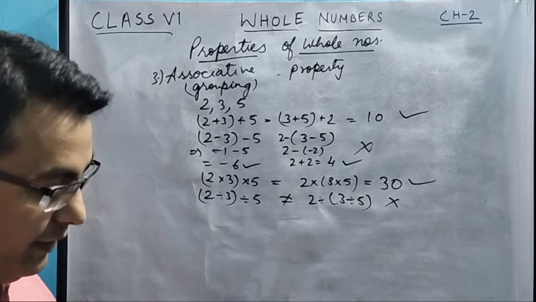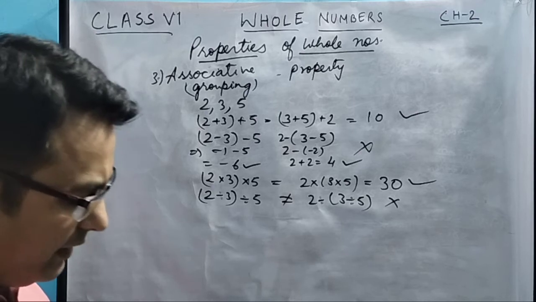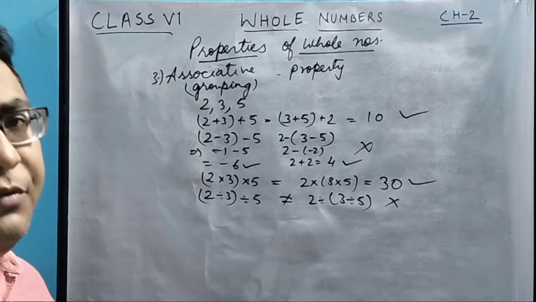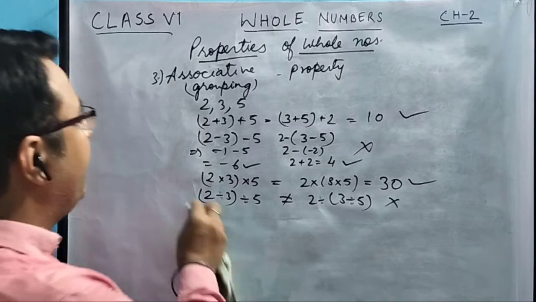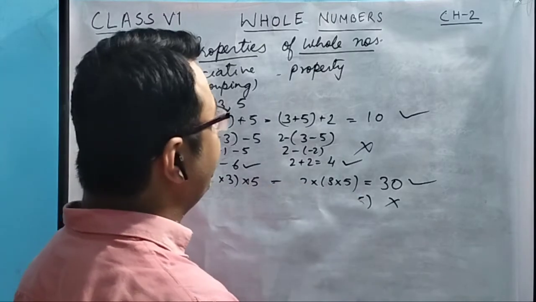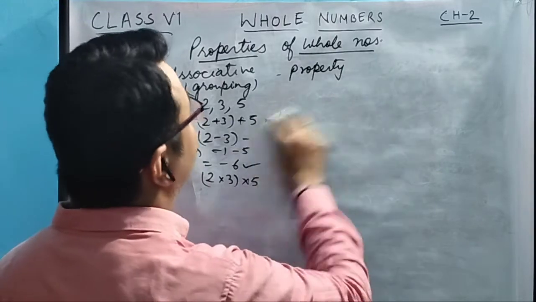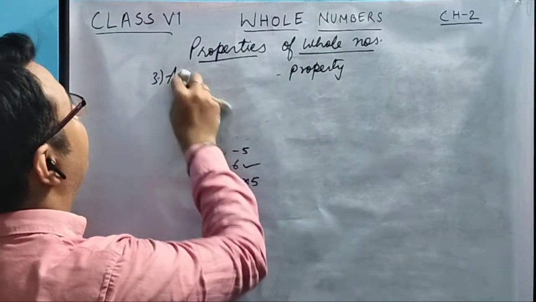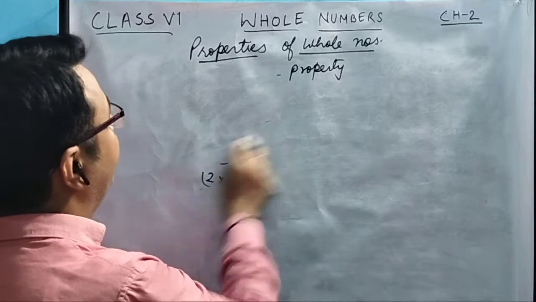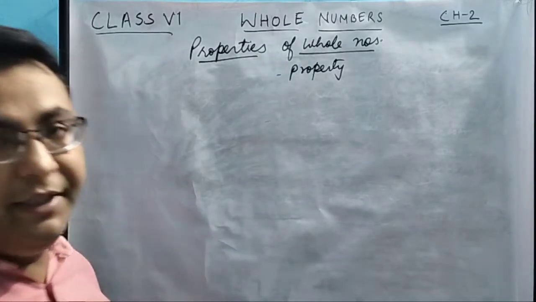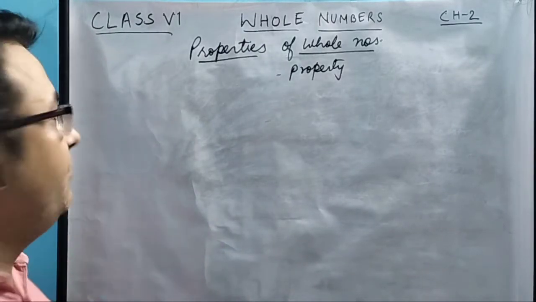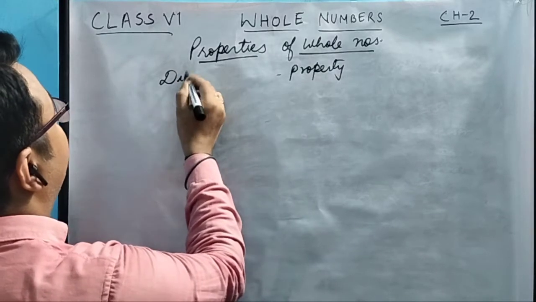So all these properties hold good only for addition and multiplication of whole numbers. Okay. It holds good only for addition and multiplication of whole numbers. Next property, and the most important property that we are going to study is the distributive property.